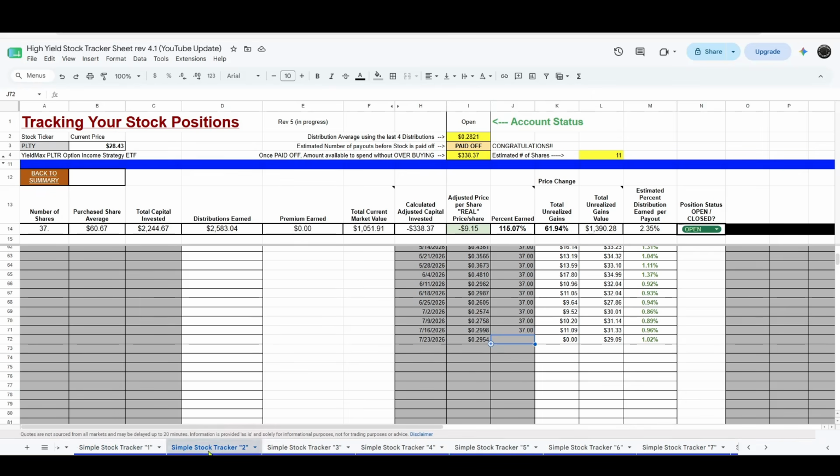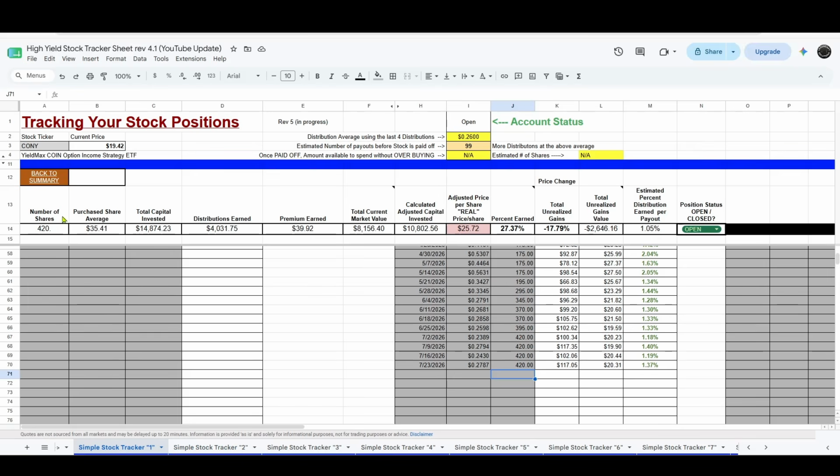But moving forward, we have PLTY. And for PLTY, we earn 29 cents and I have 37 shares. And that's going to lower that real price per share of minus $9.15, because this one is indeed paid off, and that's going to drop it down to minus $9.44. So if I were to sell all my shares of PLTY at the current price, I would make $1,401.